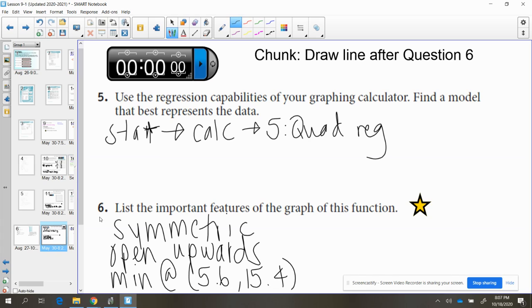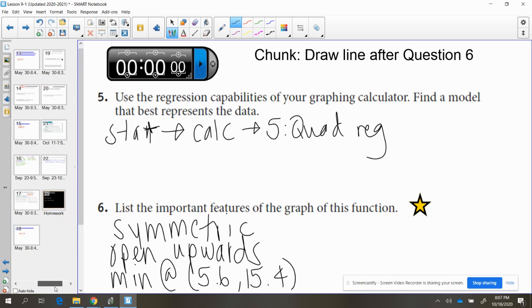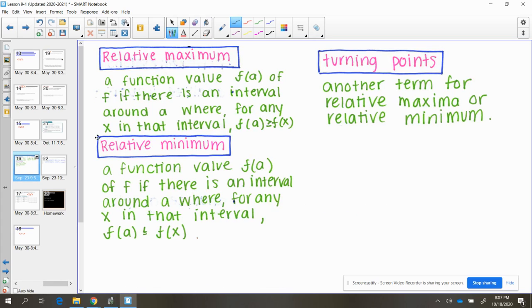And speaking of minimums, good time to talk about some of the vocab for this unit. When we talk about a relative min, that's anywhere we see minimum values, as well as relative max. And then those relative mins and relative maxes, those are known as our turning points.